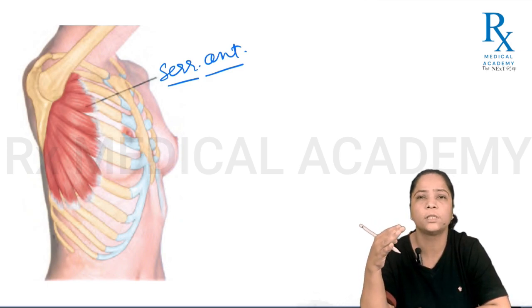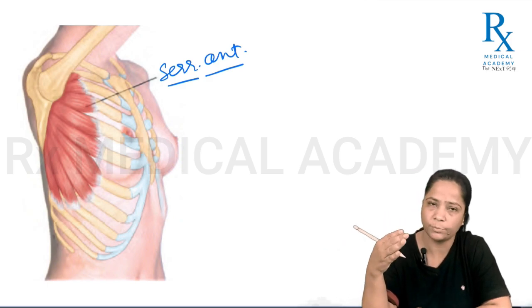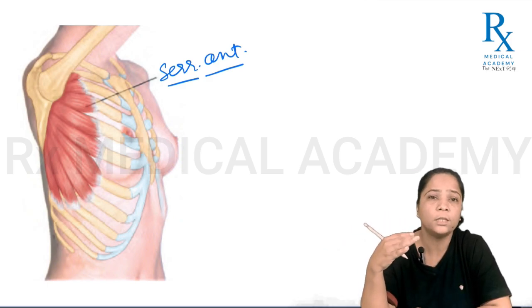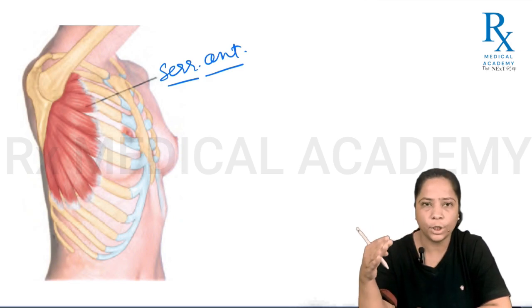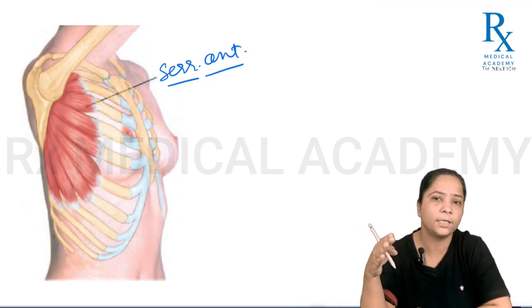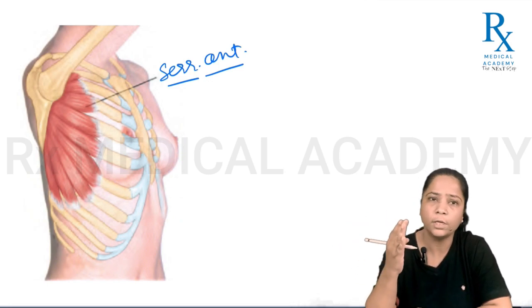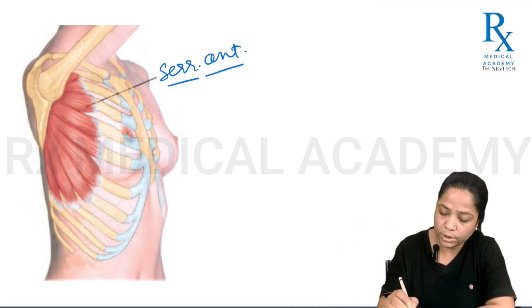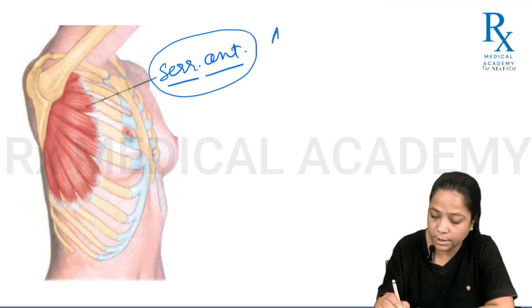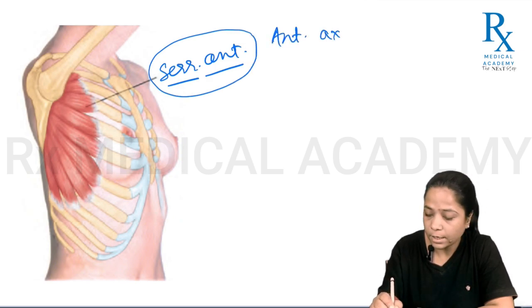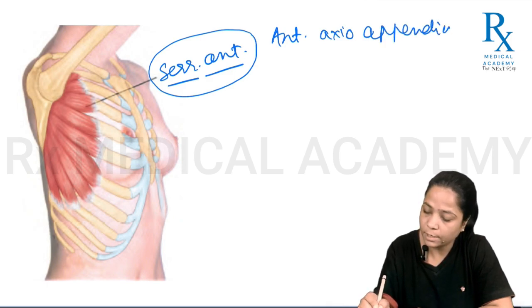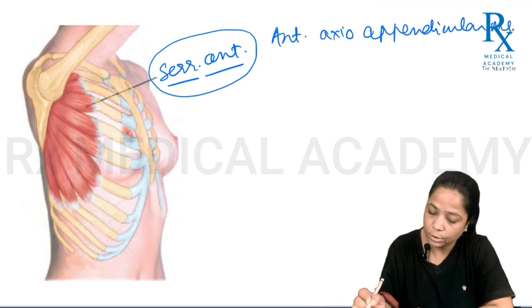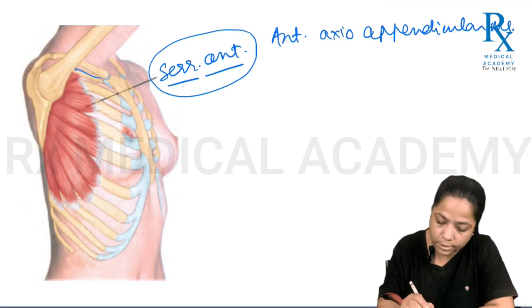Because all the other muscles like pectoralis major, pectoralis minor and subclavius are also known as anterior axio-appendicular muscles, because they connect the axial skeleton to the appendicular skeleton. So serratus anterior is basically an anterior axio-appendicular muscle.